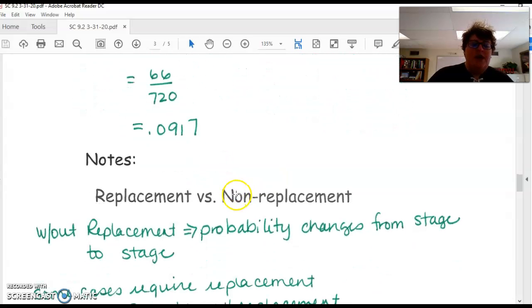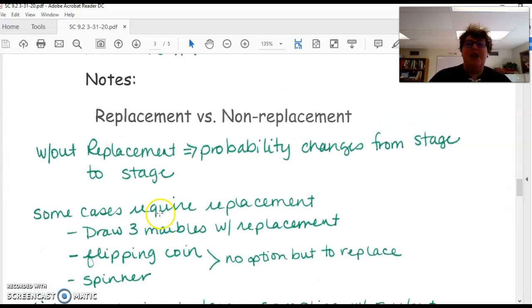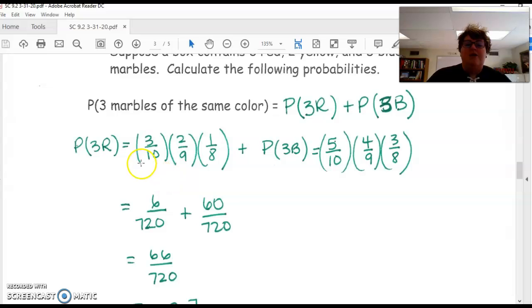Okay. Now, a note about replacement versus without replacement. Without replacement, if you don't put it back in, the probability changes from stage to stage. And that's what we see right up here. From reds, it goes from 3 out of 10 to 2 out of 9. So that probability changes from stage 1 to stage 2 to stage 3.